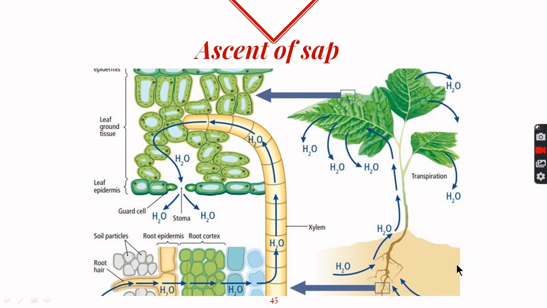We will see the ascent of sap once again. Water is constantly absorbed from the root hair, which causes the root pressure. As a result, water starts rising up. Then there is loss of water by the transpiration, which creates a suction pull. As a result, water is pulled in the upward direction. So from the bottom, water is pushed upwards by the root pressure. From the top, it is pulled upward by the transpiration pull. So water keeps on moving in the upward direction.